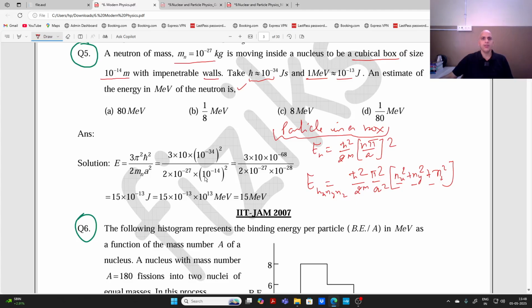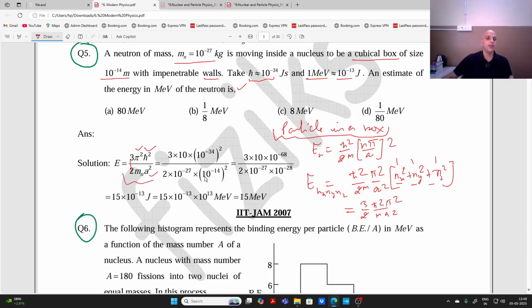Now here, it is not given whether the particle is in the ground state or excited state. So we have to consider the ground state. Means they are all 1, 1, 1. So 1 plus 1 plus 1 becomes 3. So the expression becomes 3 by 2 into h cut square. It is given here already, 3 by 2 h cut square upon m, a square into pi square. You can see here 3 by 2 h cut square pi square upon mass of neutron Mn a square.